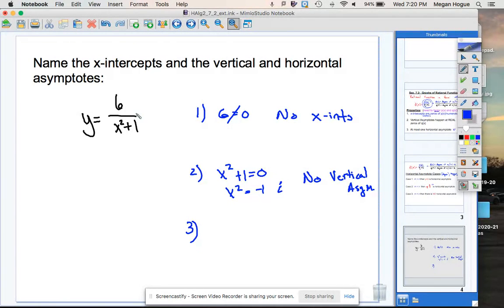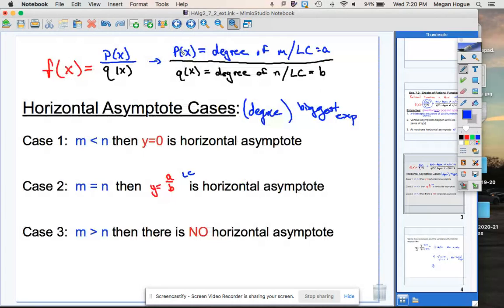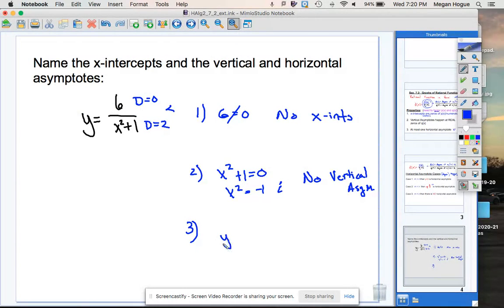And then we look at the degree. What's the degree of that numerator? Remember, when there's no x, the degree is 0. The degree down here is 2. When I look at that, I read it up and down, so the degree is less than 2. So I go back and look at my cases. That would be this first case, which means y equals 0 is my horizontal asymptote.